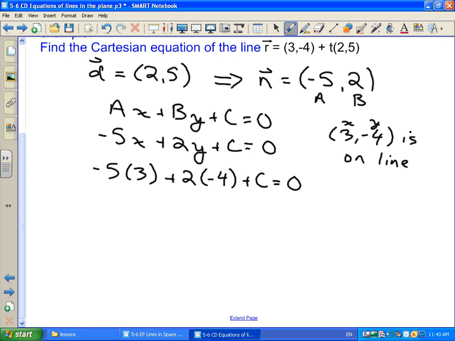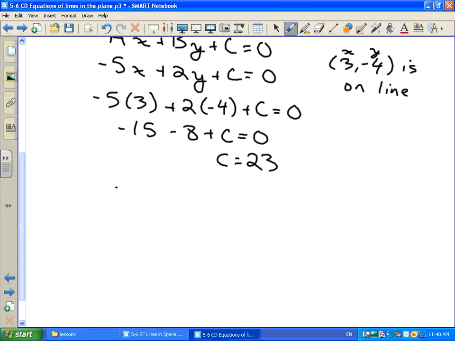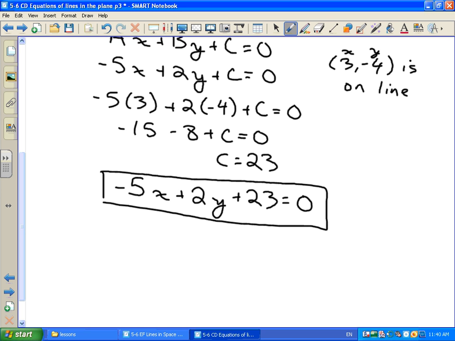Now I just have to simplify and solve this for c. So I get -15 minus 8 plus c equals 0, or c is going to be 23. And I'm done. I just have to write out my equation here. It's going to be -5x plus 2y, substitute in this value for c, plus 23 equals 0. And there's my Cartesian, or my scalar equation.